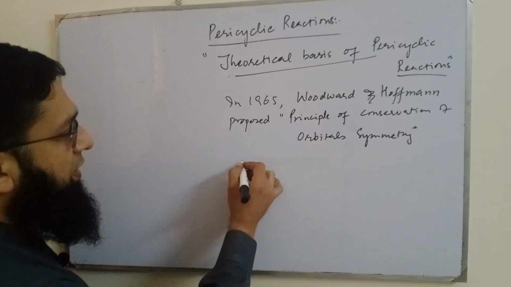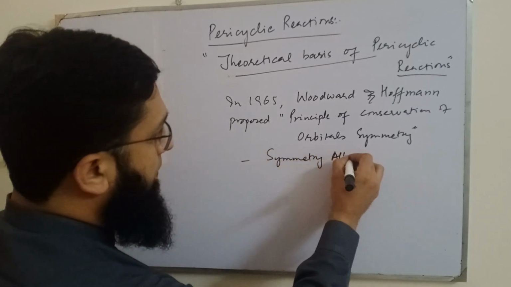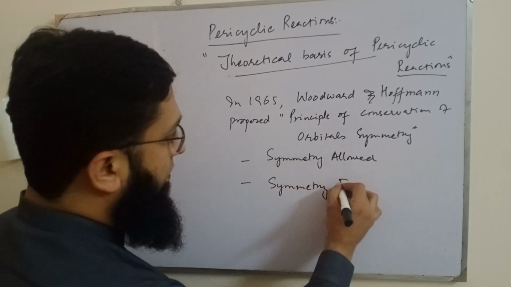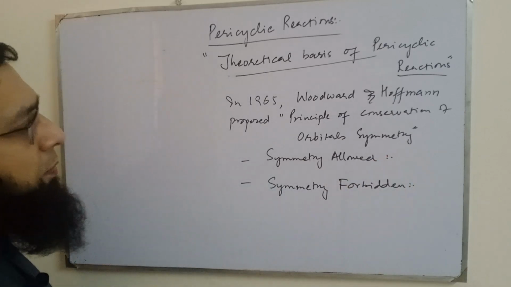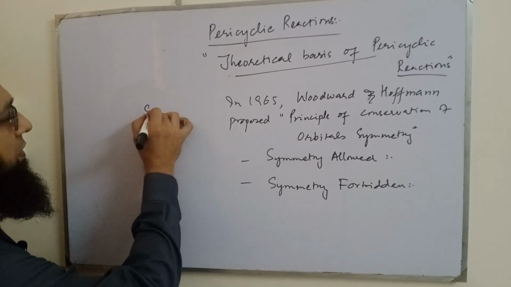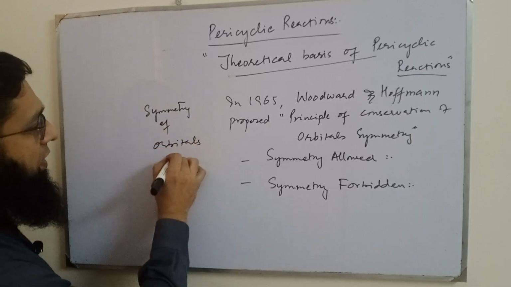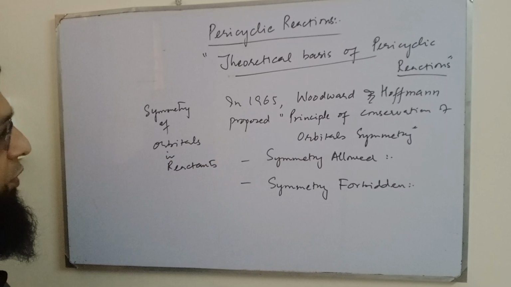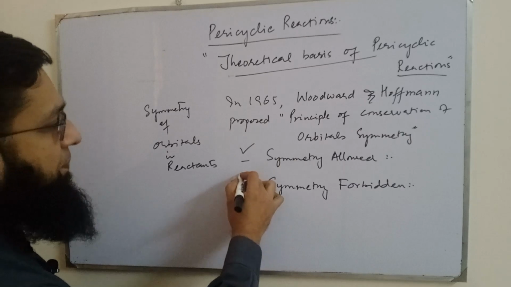So according to this theory, there are two types of reactions: symmetry allowed and symmetry forbidden. If the symmetry of orbitals in the reactants is the same as that of the products, the reaction would be symmetry allowed. And if the symmetry of orbitals in reactants is different from that in products, the reaction would be symmetry forbidden.